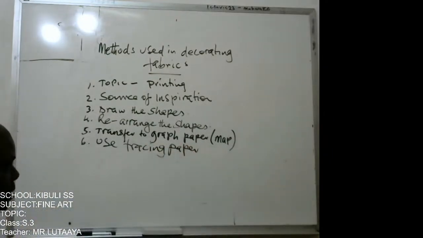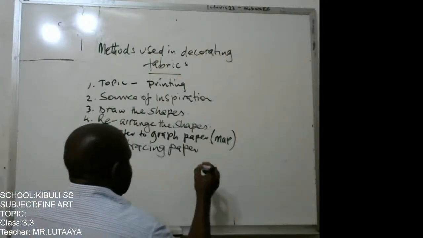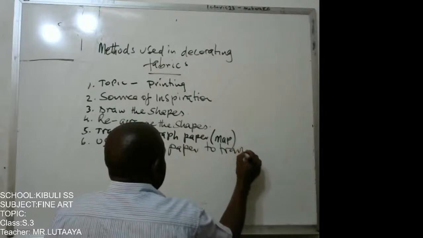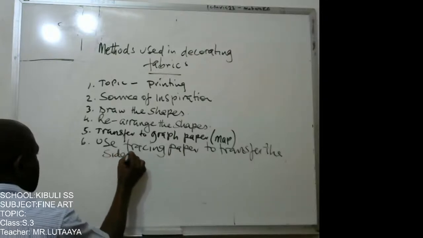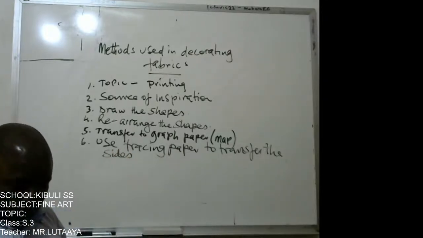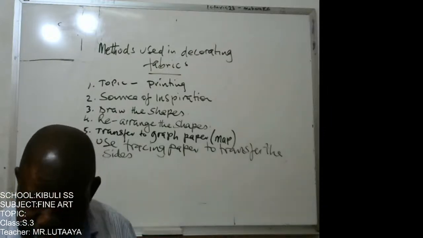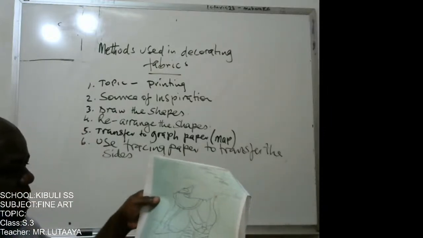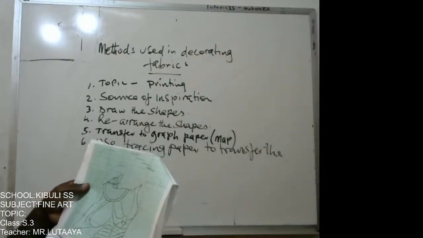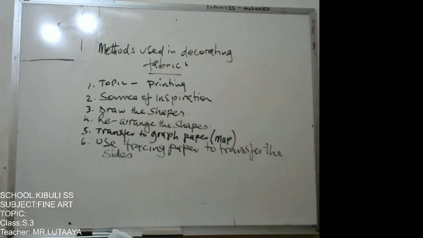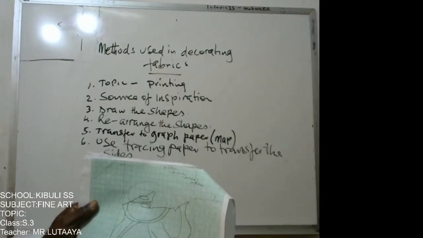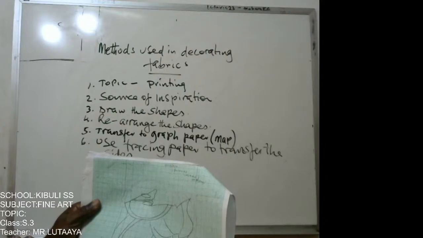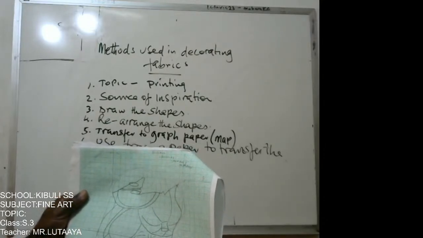Use a tracing paper to transfer the sides. Let me show you. We have this design we are mapping, and we also have this tracing paper. Now, as I said, this graph paper has, can we call them segments? It has lines. So it is very important to follow those lines.